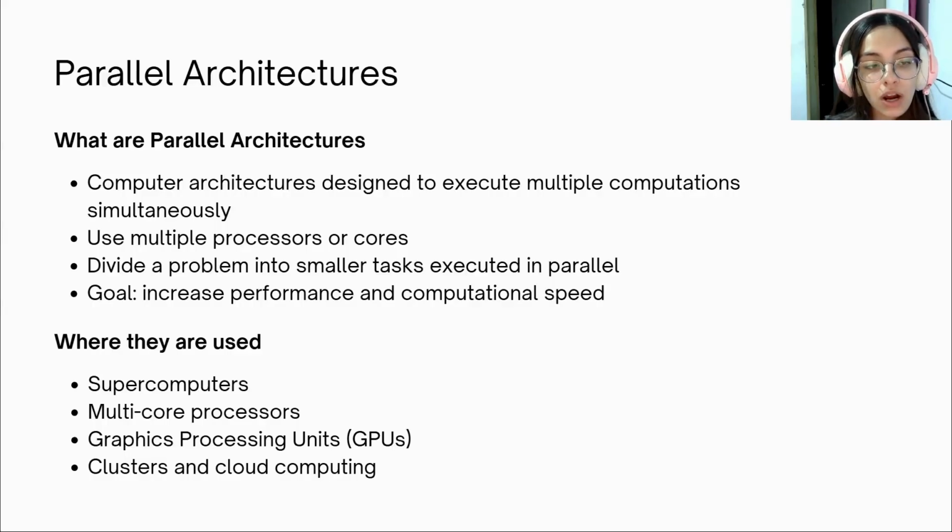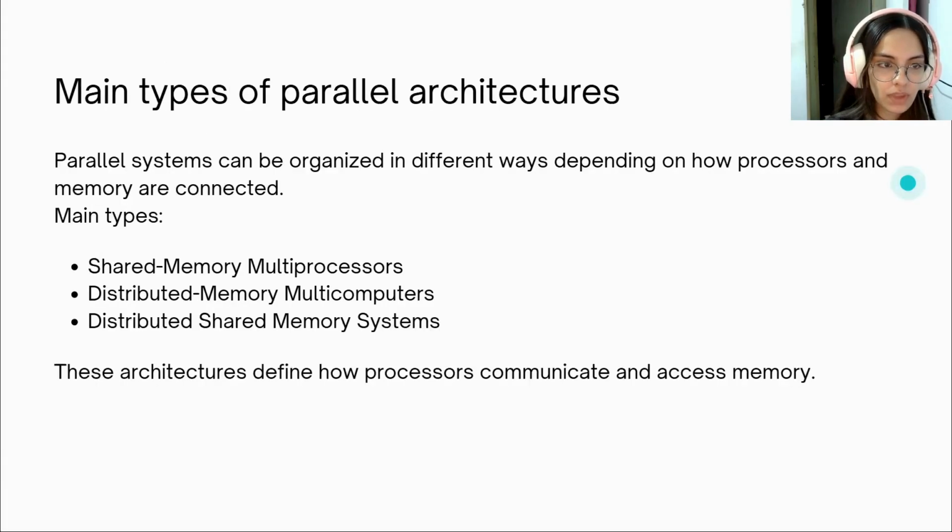Parallel architectures are widely used in supercomputers, multi-core processors, GPUs, clusters, and cloud computing environments, where large amounts of data need to be processed efficiently. Now let's see the main types of parallel architectures. Parallel systems can be organized in different ways depending on how processors access memory and communicate with each other.